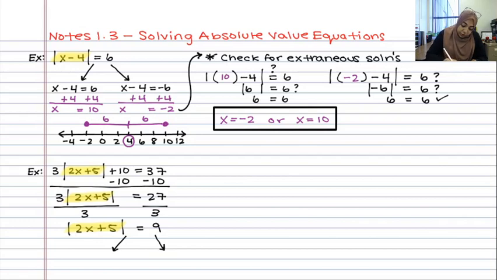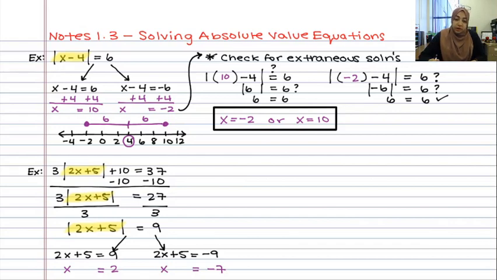I have 2x plus 5 equals 9, or 2x plus 5 could equal -9. And like I said again, I'm not going to spend time solving these equations with you. Make sure you know how to do that on your own. So if you solve it properly, you will get x equals 2 and x equals -7 for the 2 different equations that have been created. Before you write an or in the middle and box your answer, remember, make sure to check for extraneous solutions.